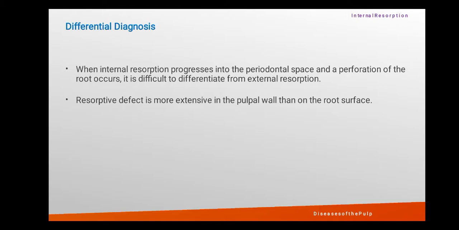Resorptive defect is more extensive in the pulpal wall than on the root surface. So here you can use a cone shift technique or SLOB rule to distinguish it from external root resorption. Simply, if you change the angulation of the cone to another mesial or distal angulation, the defect or the ballooning effect you can see again in case of internal resorption, while in case of external root resorption it is well differentiated, or the outline of the root canal and the defect are separate.